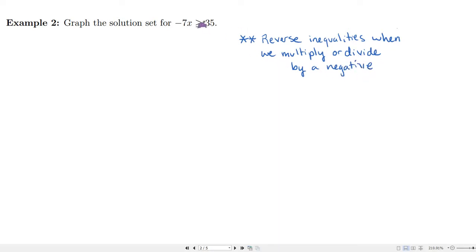All right, so when we're trying to solve this particular linear inequality, we're going to have to divide by this -7 to isolate the x. So let's do that. So we have -7x greater than or equal to 35. So we're going to have to divide by this -7. And because we're dividing by a negative, we're going to reverse this inequality here. So it's now going to be a less than or equal to. So by doing this, we will get an x on this side, and over here we will have -5.